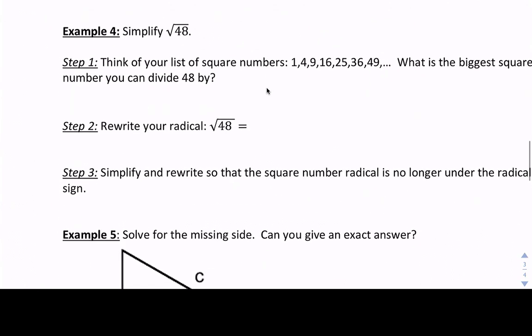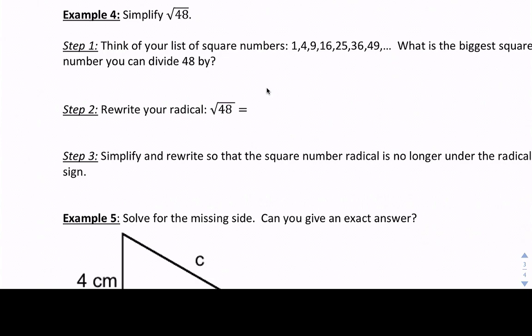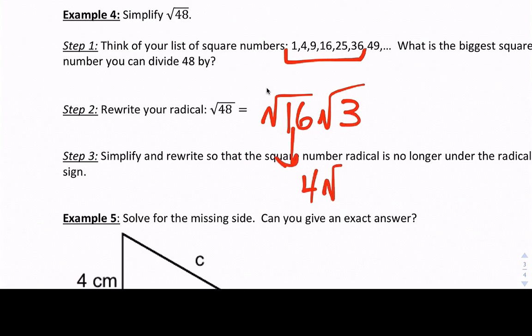Let's try another one, square root of 48. Again, we want the biggest square number we can divide 48 by. So you can divide it by all the numbers underneath 48. And that would be 16. So we can rewrite this as the square root of 16 times the square root of 3. Put your square number first and rewrite that. That is 4 square root of 3. And that is an exact answer.